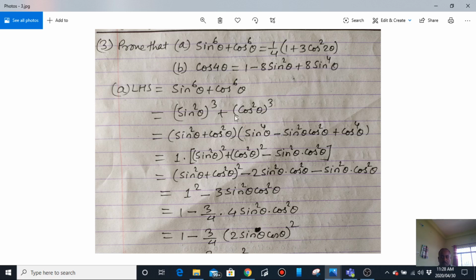Here you will apply a cube plus b cube formula of algebra. A plus b into a square minus ab plus b square. Is it? So you know this first bracket will result to 1. Power 4 can be written as a square of a square. So sin square theta whole square plus cos square theta whole square minus this sin square theta cos square theta.